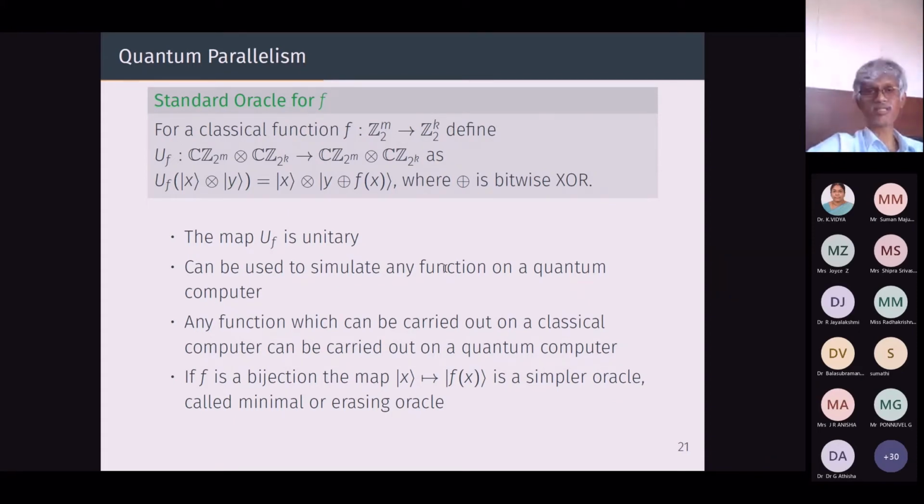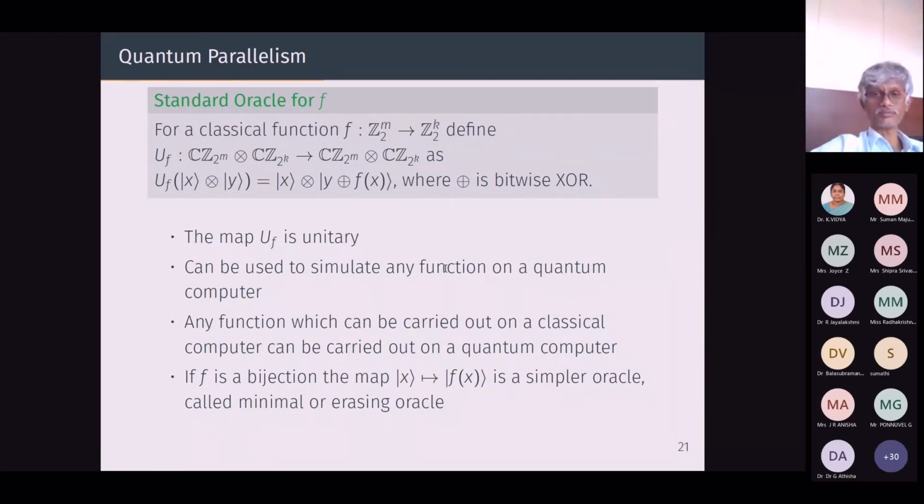There are various names for this. One is the standard oracle, the standard unitary operator U_f. Some call it oracle O. This is going to appear everywhere in the domain of quantum computation. We can verify that this U_f is unitary. What this says is that if you have any classical function, you can simulate it on the quantum computer. You use f to define this oracle, go to the 2 to the power m tensor 2 to the power k dimensional complex vector space, and then use this unitary. This way you can simulate any classical function on a quantum computer.